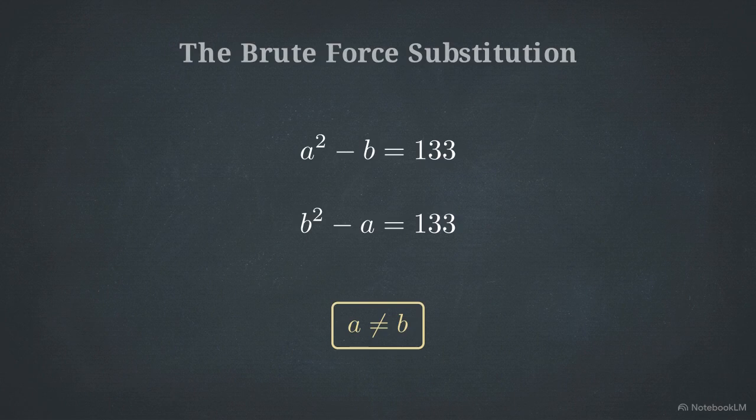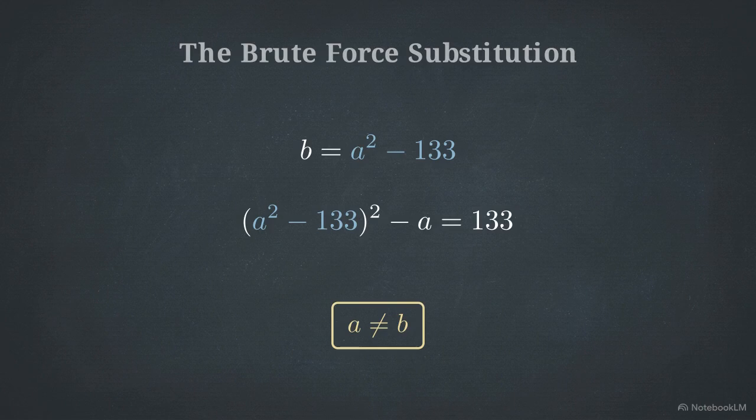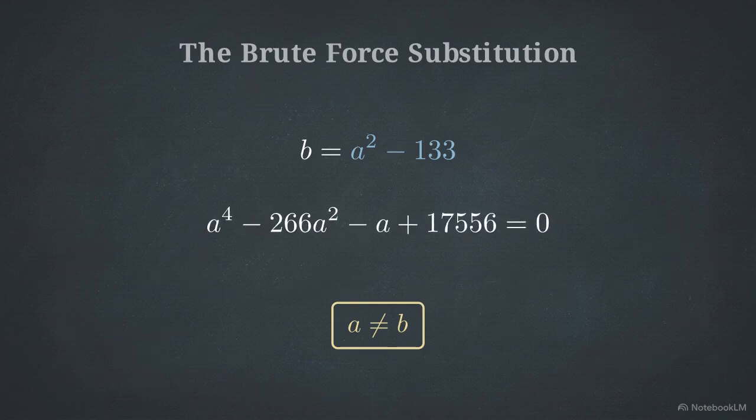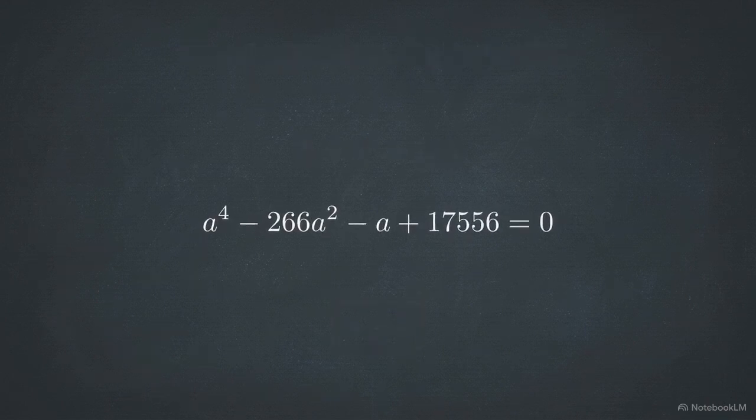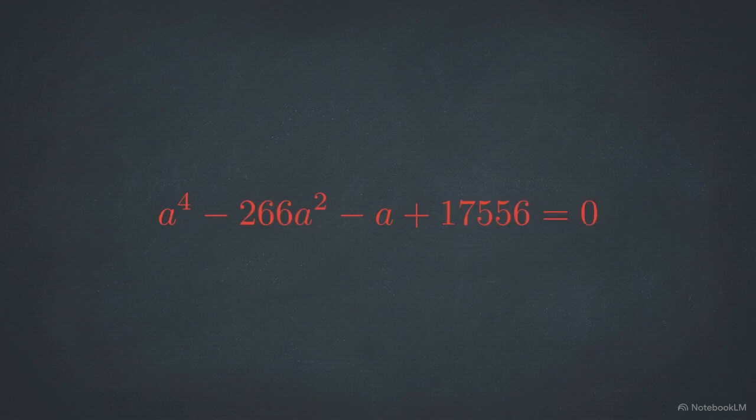A cannot equal b. Most students immediately rely on the brute force method they learned in standard algebra class. They take the first equation, isolate b to get a squared minus 133, and then plug that entire expression directly into the second equation. But doing that creates a massive, intimidating degree 4 polynomial. Trying to solve this manually is a mathematical nightmare that exhausts most students before they find an answer.